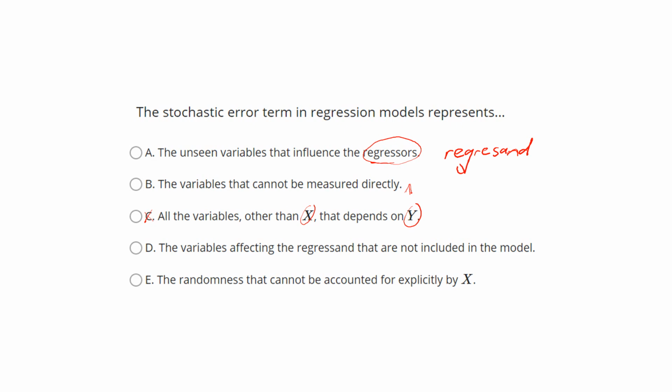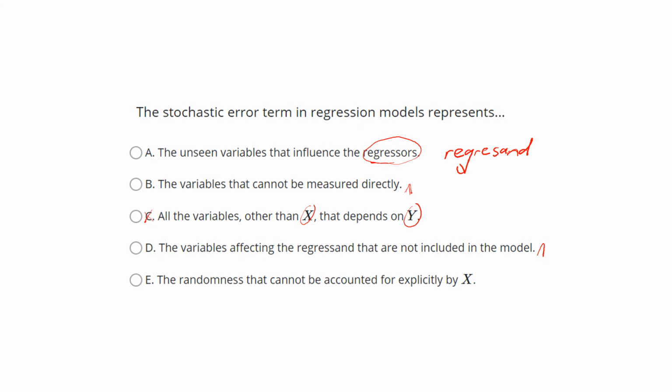So that sort of makes sense, right? There's variation in our y variable, our dependent variable. Some of that variation is explained by variation in the x variable, but some of that variation is not captured by variation in that x variable. There are other variables that influence the dependent variable. And if those are not explicitly included in the model, then they are accounted for by the error term or the stochastic error term.